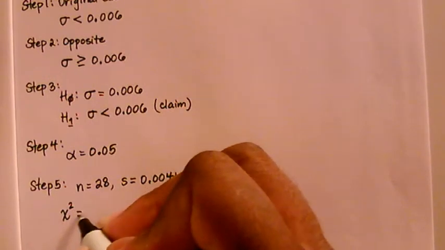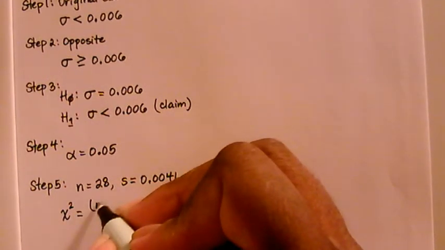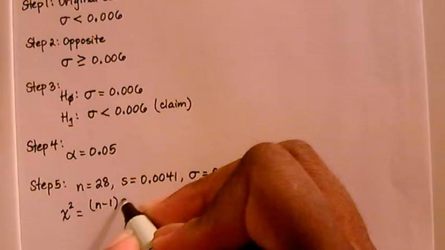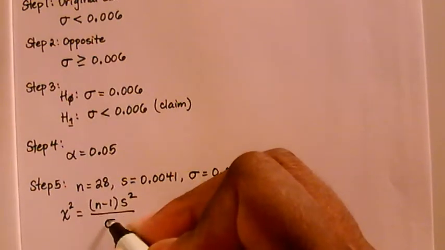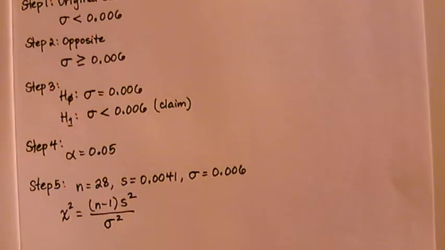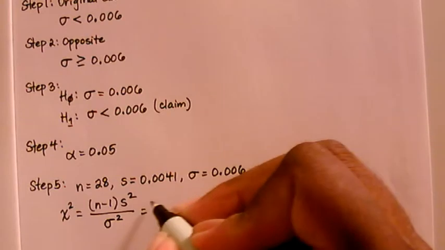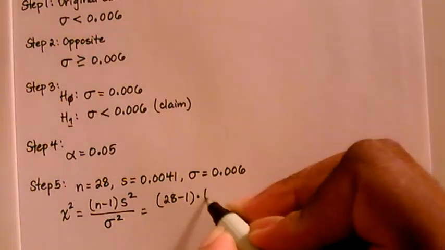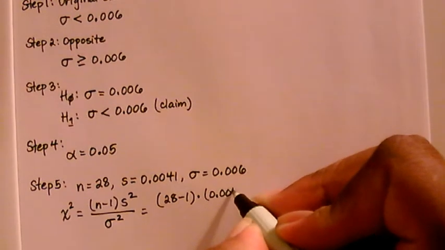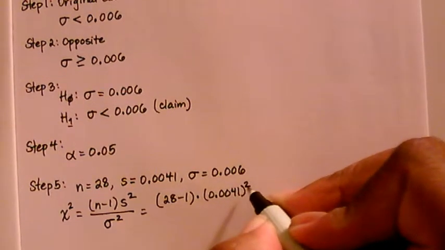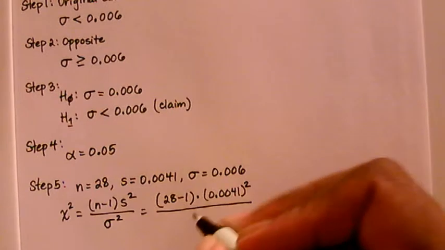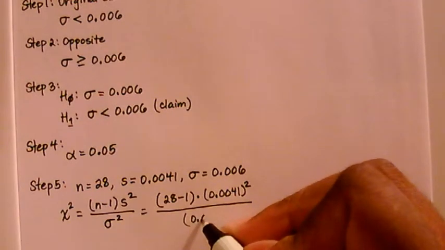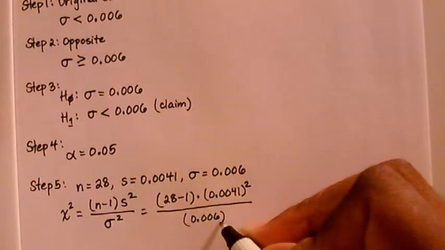That's your chi-square, and that's equal to n minus 1 times s squared divided by sigma squared. So in this case here, we just substitute. We get 28 minus 1 times s, which is 0.0041, and that's going to be squared, divided by sigma, which is 0.006, and that's going to be squared.